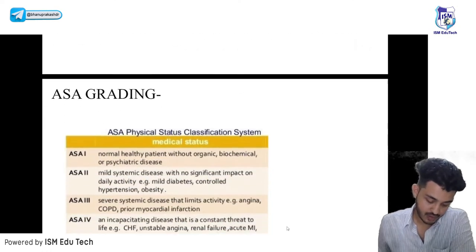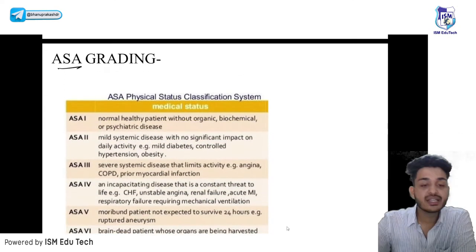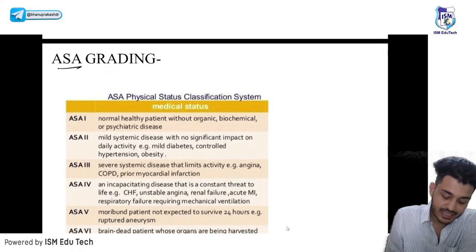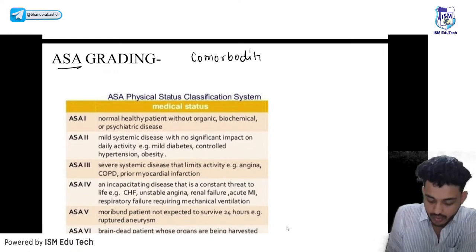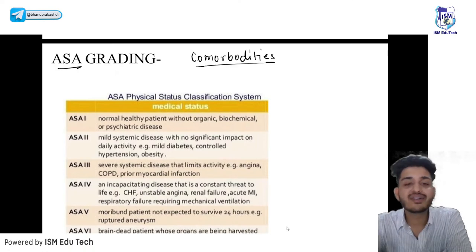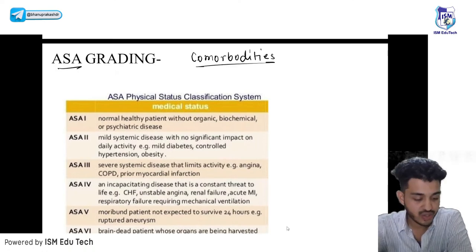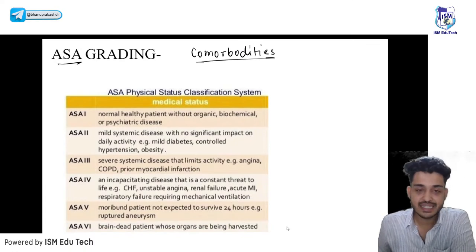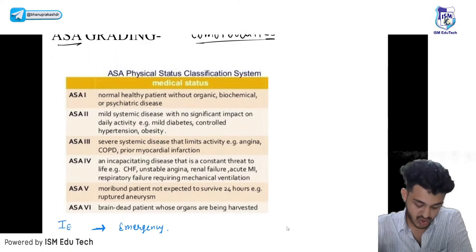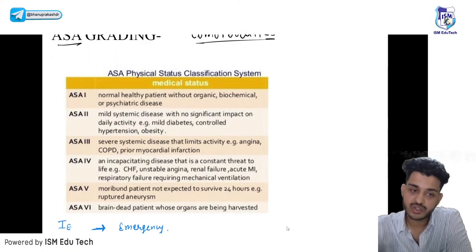Moving on to ASA grading. Okay, what is ASA grading? This is the grading that we do for the comorbidities. This is a grading that will tell about the disease in the patient, what disease the patient could have. Where will we see this? We will see it in ASA grading. We need to remember 6 grades.